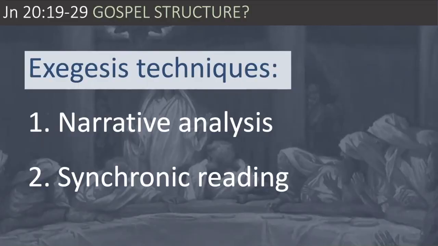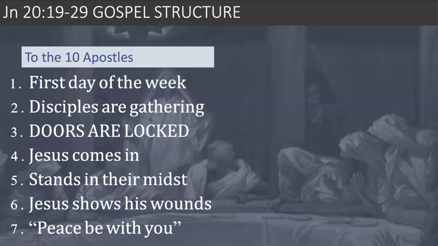One of the questions always interesting to me is, what's the gospel structure? And this time, to find the structure of this passage, we are going to use two exegetical techniques. First, the narrative analysis, and also the synchronic reading. And I think this is a good exercise. First of all, we pay attention to the narration of the first pericope that is presented in the reading at Mass, in which Jesus appears to the 10 apostles.